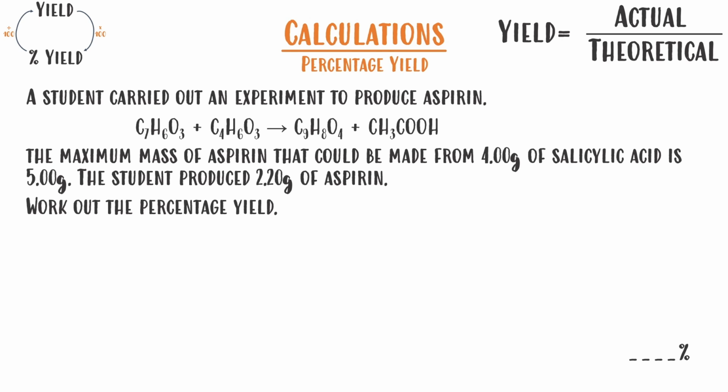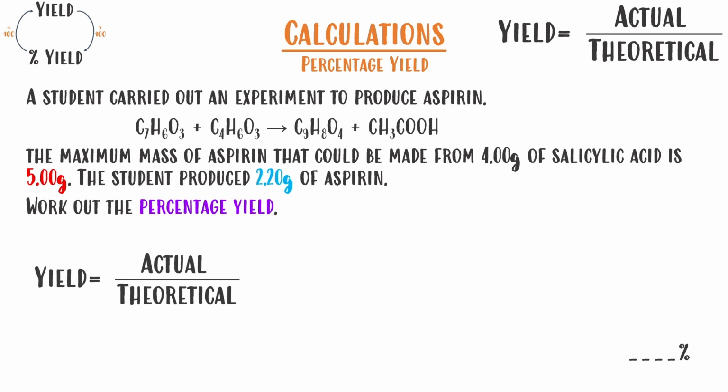A student carried out an experiment to produce aspirin. Here's the equation. The maximum mass of aspirin that could be made from 4 grams of salicylic acid is 5 grams. The student produced 2.2 grams of aspirin. Now we need to work out the percentage yield. And it's always important to highlight the information we're given. So we have 5 grams of the theoretical, 2.2 grams of the actual mass of aspirin produced, and we need to work out the percentage yield.